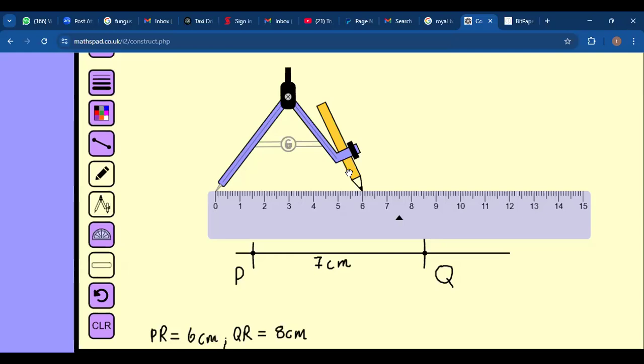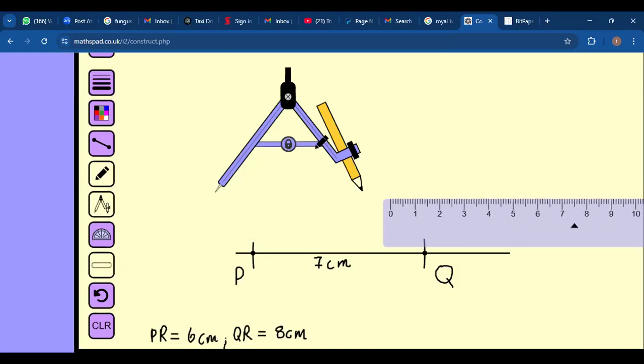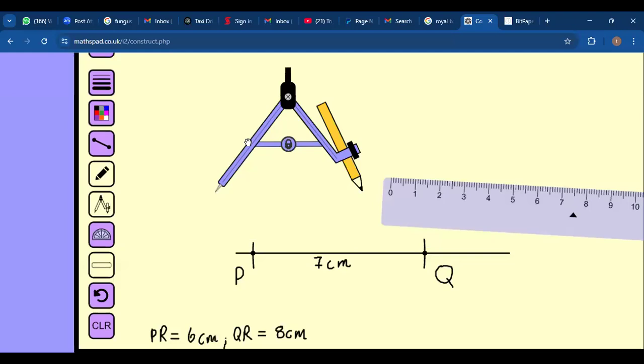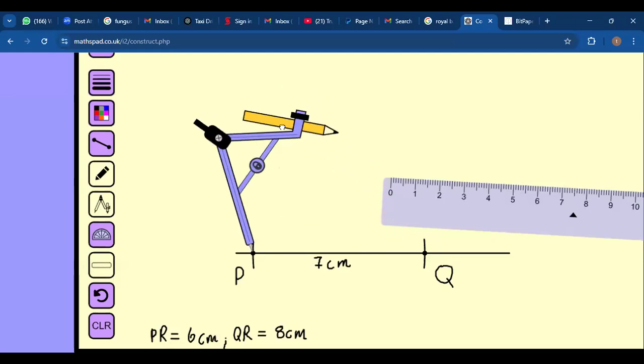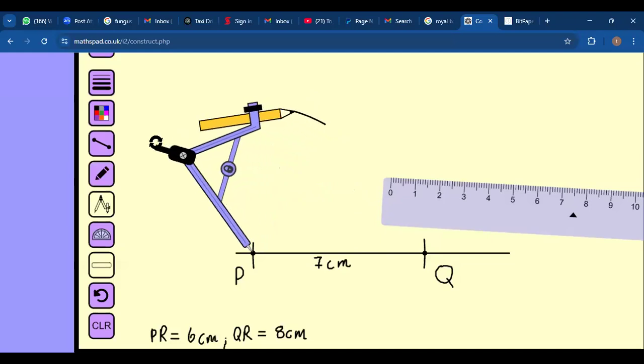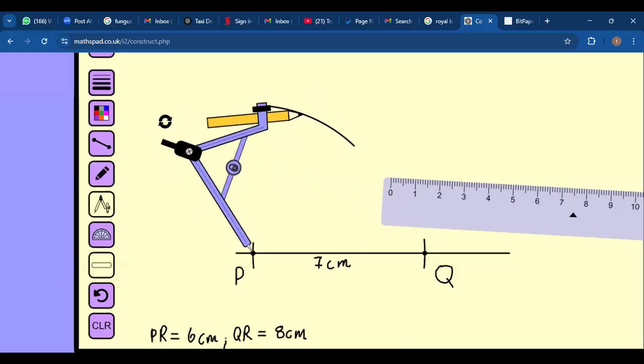Now that we have 6 centimeters, I'm going to lock it. Can y'all hear me? Yes, sir. Okay, so let me go ahead and lock it. Then I know that this is 6 centimeters. So watch how I'm going to do this now. I'm going to come here, then I'm going to go up, and I'm going to draw an arc, okay?